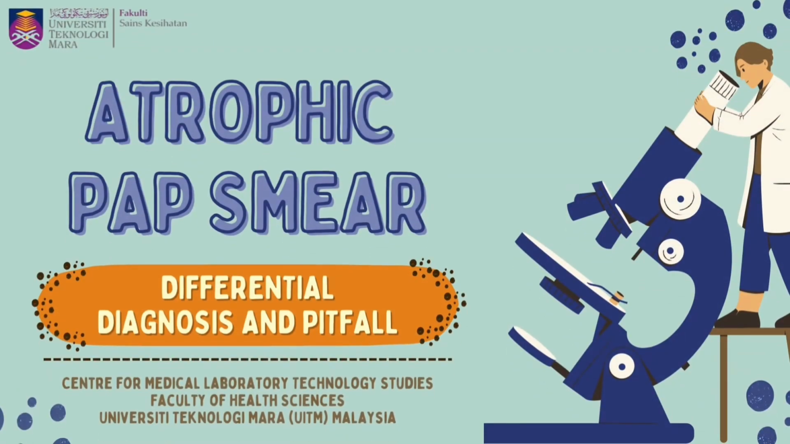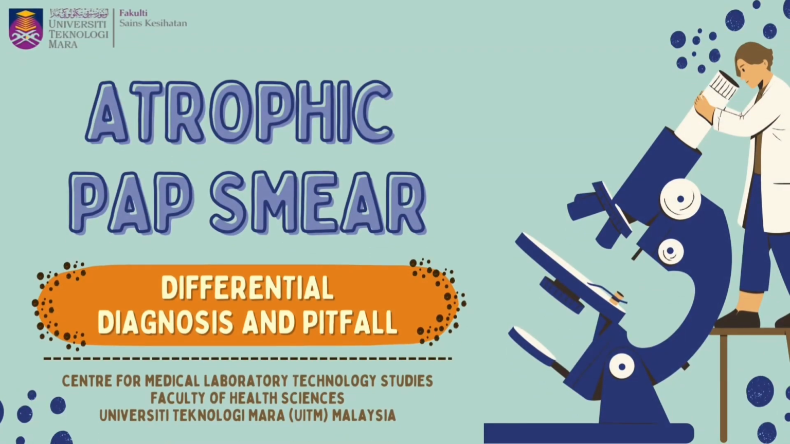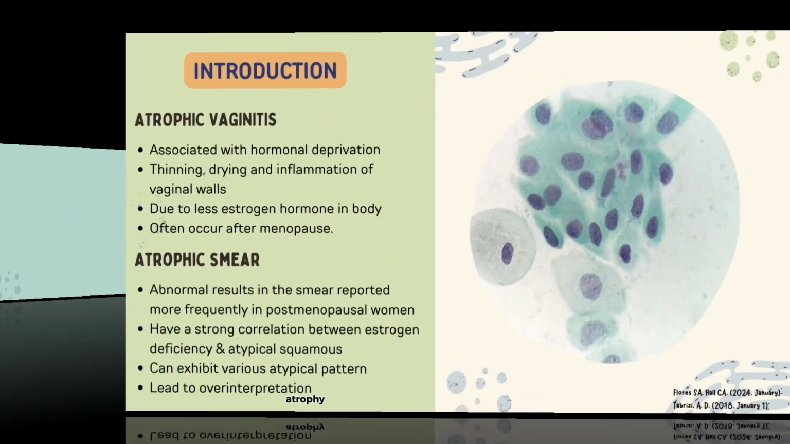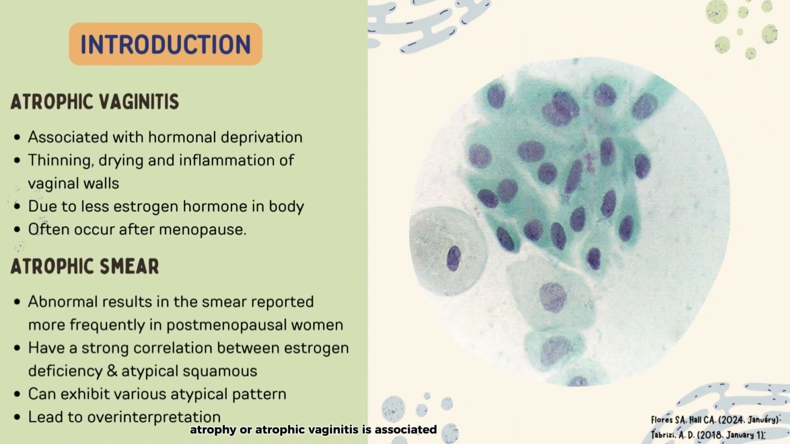Hello everyone, in this video, we will discuss atrophic pap smear, differential diagnosis and pitfall. Atrophy or atrophic vaginitis is associated with hormonal deprivation, where there are thinning, drying, and inflammation of vaginal walls that may occur when the body has less estrogen hormone. Vaginal atrophy often occurs after menopause, or we call it postmenopausal.